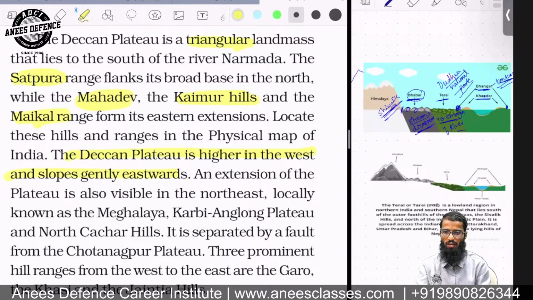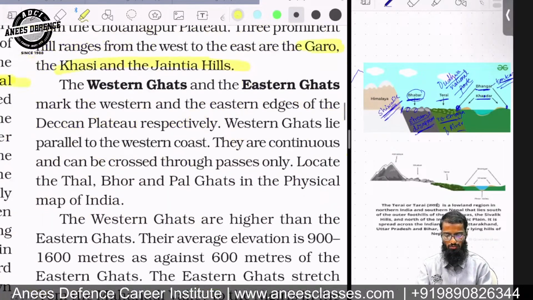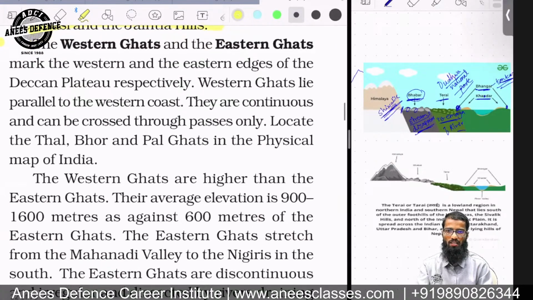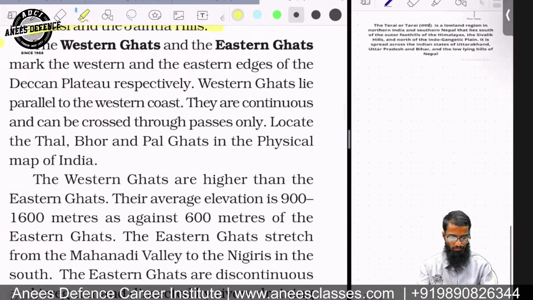An extension of the plateau is also visible in the northeast, locally known as Meghalaya or Karbi Anglong Plateau. It is separated by a fault from Chota Nagpur Plateau. Three prominent ranges from west to east are Garo, Khasi, Jaintia. So that is also part of the Deccan Plateau. Western Ghats and Eastern Ghats.